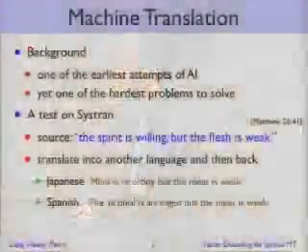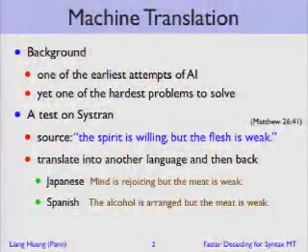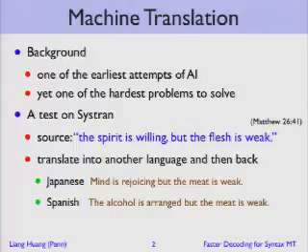This is joint work with David Chiang at ISI. So, a little bit of background. Machine translation, we all know, is one of the earliest and hardest problems in AI. Some people claim it's AI-complete, meaning if you can solve MT, then you might as well be able to solve other problems. But what's the current status?